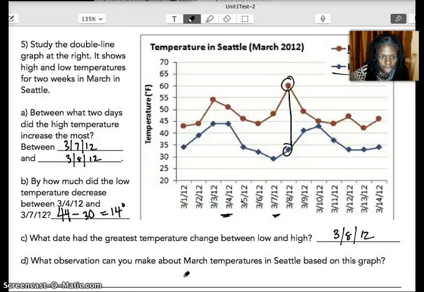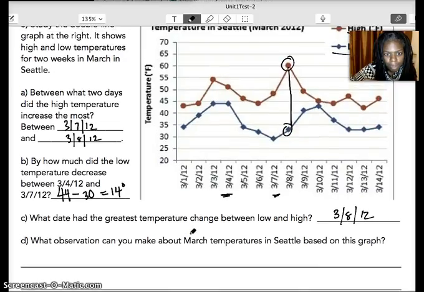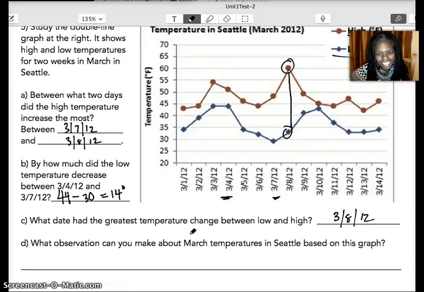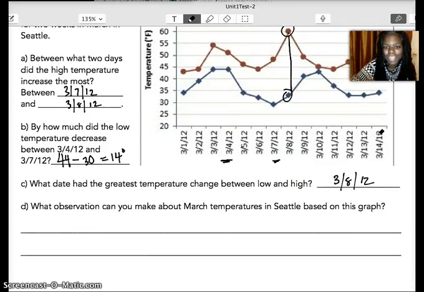What observations can you make about March temperatures in Seattle based on this graph? So what would you say? You notice, does it get too warm? The warmest it gets is 60 degrees. This is March, the beginning of spring. And does it stay below freezing? Freezing is 32 degrees, so we're looking around here. So you've got some concepts that you can use to answer the next question.